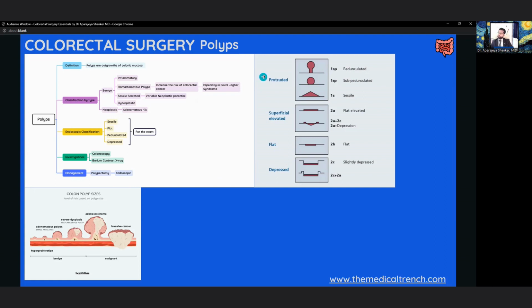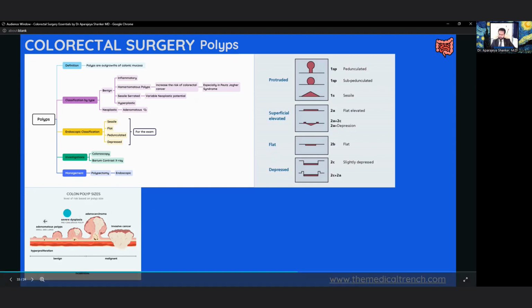One is protruded, so it's called pedunculated. It has a stalk and a bulb. This is subpedunculated, which means that it doesn't have a stalk. Superficial can be both elevated and depressed type. Flat is when there is a change in the mucosa. The mucosa is thick, but it's not really going into the lumen. It's sort of flush with the wall of the bowel. And then there are depressed types, right? And here I want you to understand one thing about polyps, which is that they may have a degree of hyperplasia.